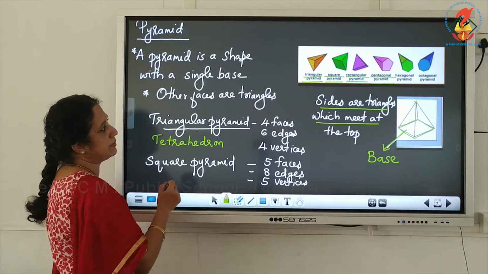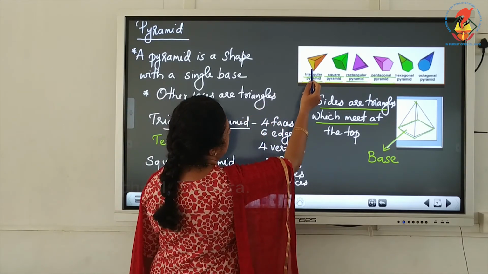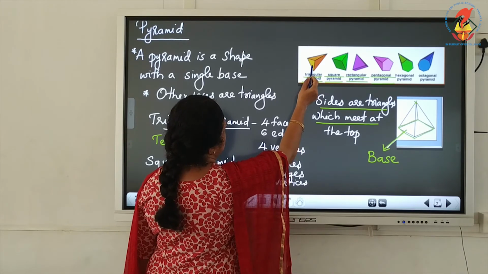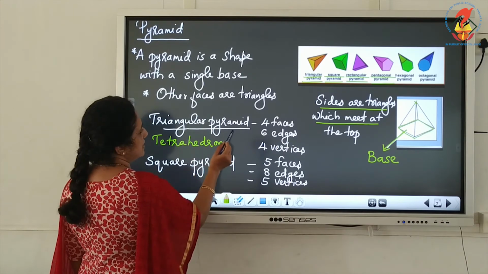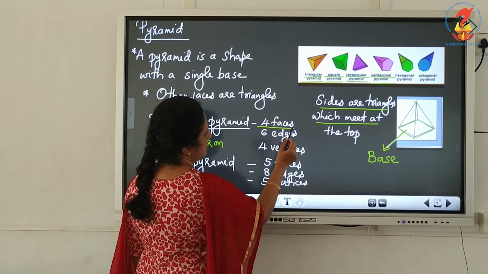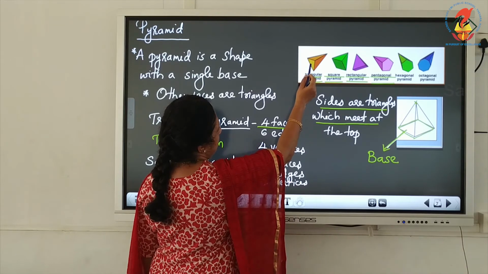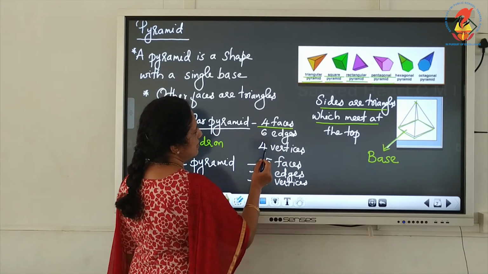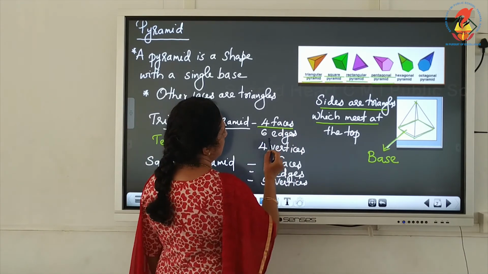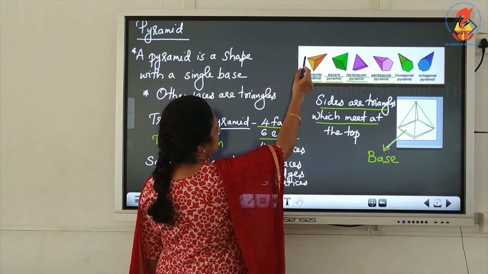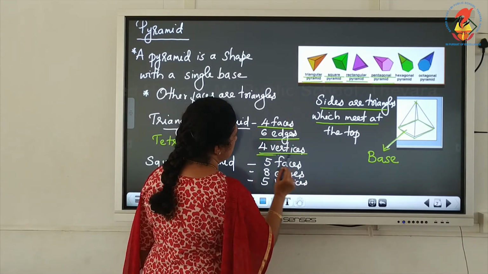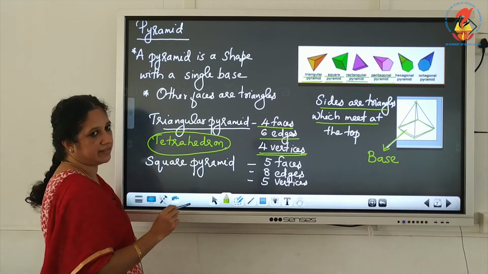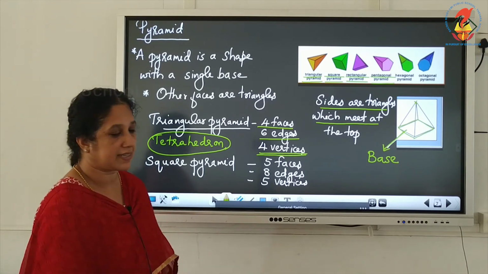Now look at a triangular pyramid. The shape of the base is a triangle and we can call it a triangular pyramid. It has 4 faces. The base is one face, and on the side we have 3 faces, therefore in total there are 4 faces. There are 6 edges, and the number of vertices is 4. This triangular pyramid is also known as a tetrahedron.